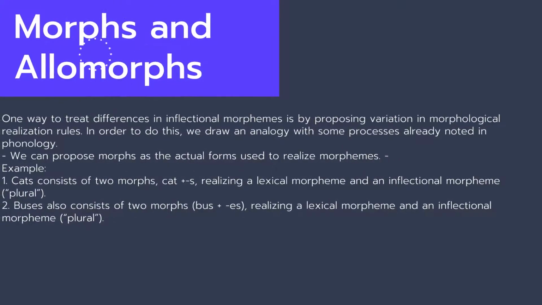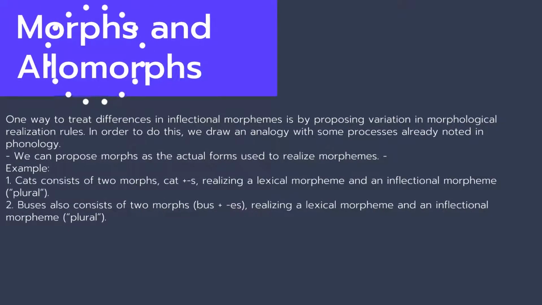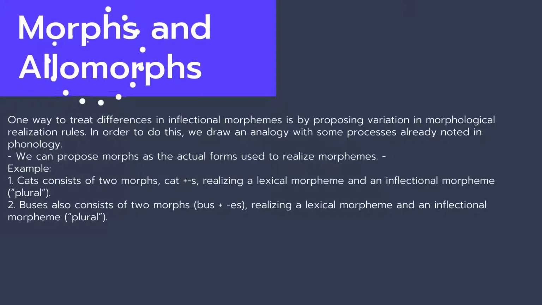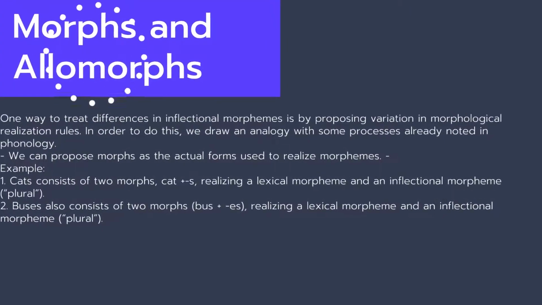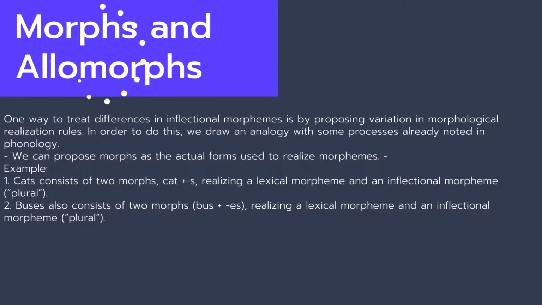Morphs and allomorphs. One way to treat differences in inflectional morphemes is by proposing variation in morphological realization rules. In order to do this, we draw an analogy with some processes already known in phonology. We can propose morphs as the actual forms used to realize morphemes. Example 1. Cats consists of two morphs, cat plus -s, realizing a lexical morpheme and an inflectional morpheme, plural.